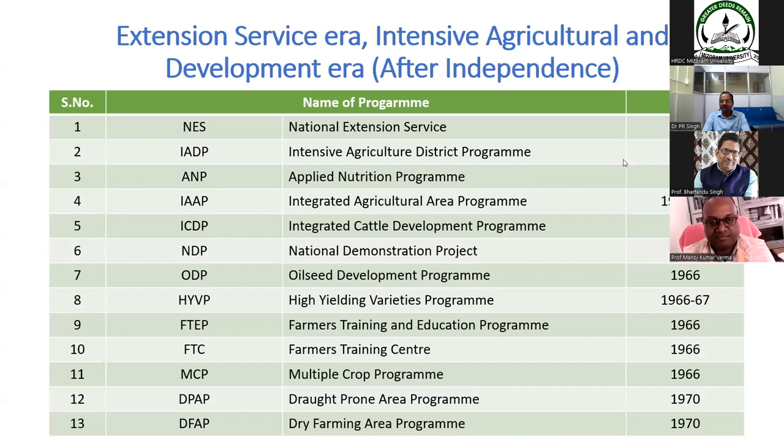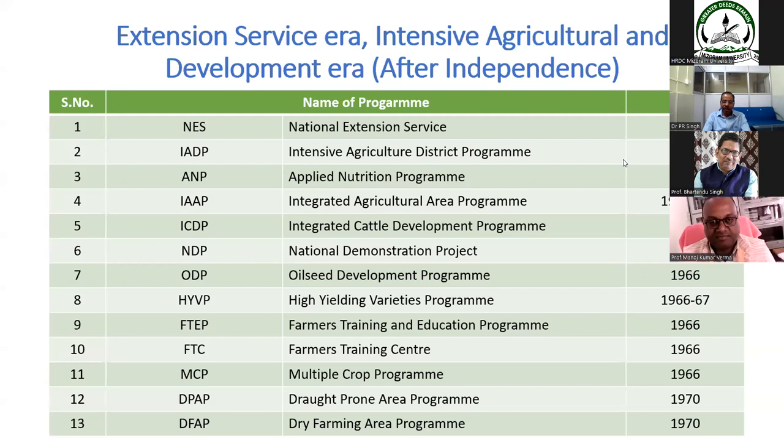First, National Extension Services in 1953, with the support of the United Nations and the US government. This program was executed in particular selected districts of our entire country. Two districts were selected from each state, and National Extension Services started on the basis of pilot services. The function of the worker in the National Extension Service is to provide knowledge, transferring the technologies to the needy people.